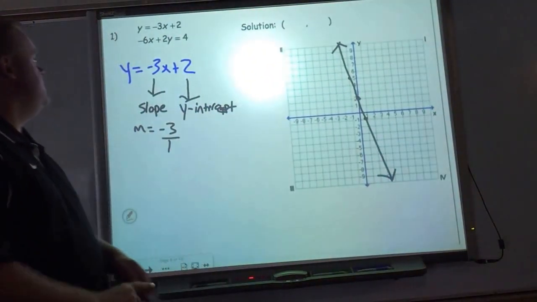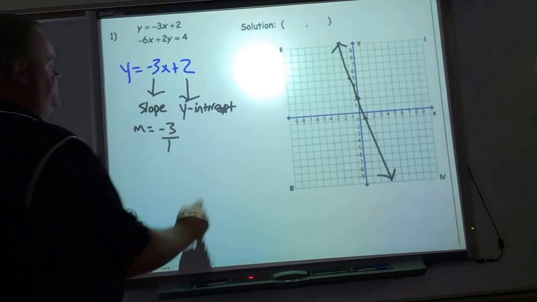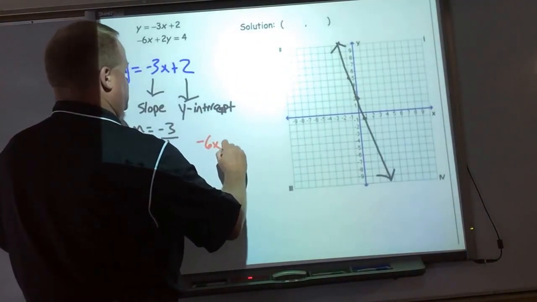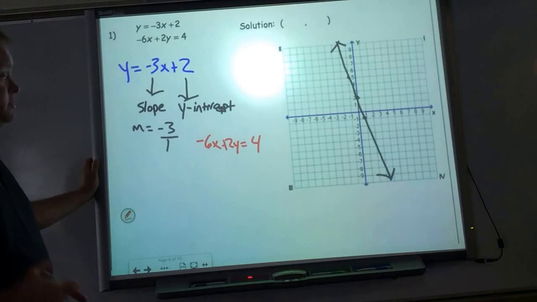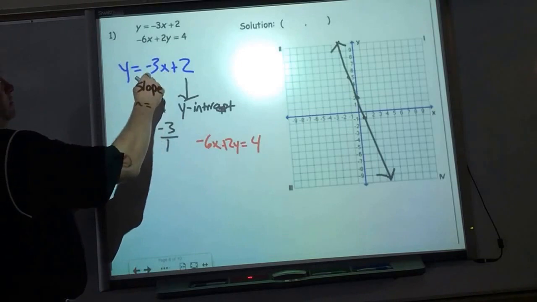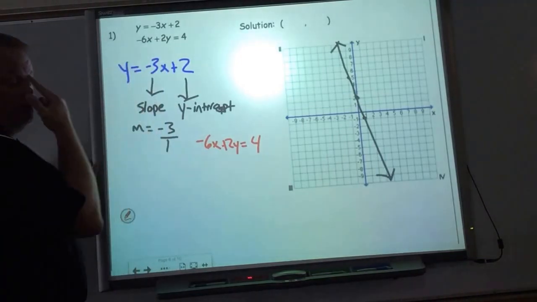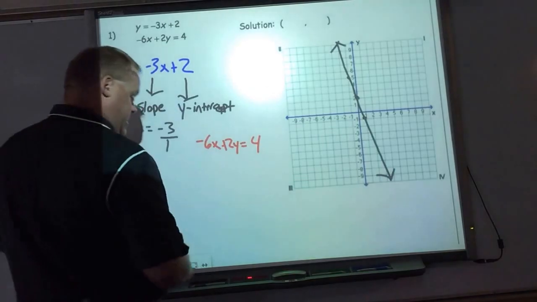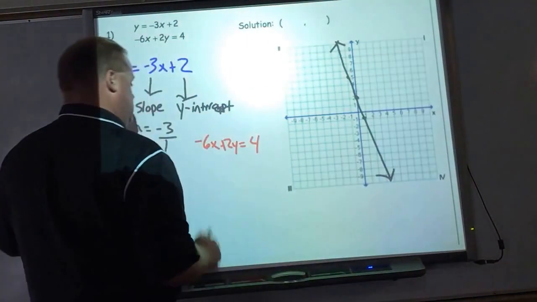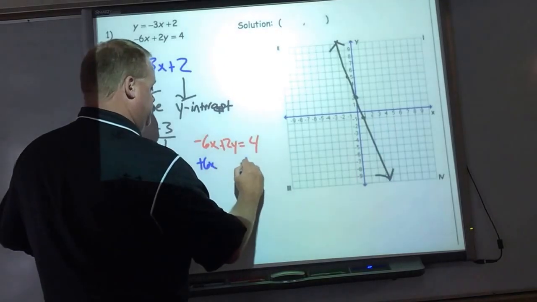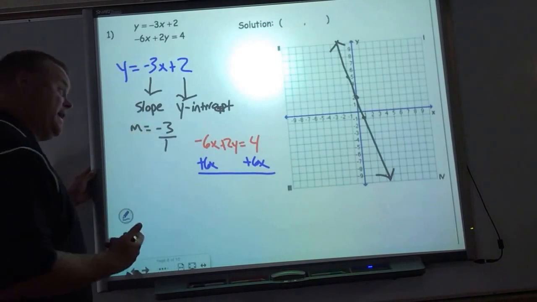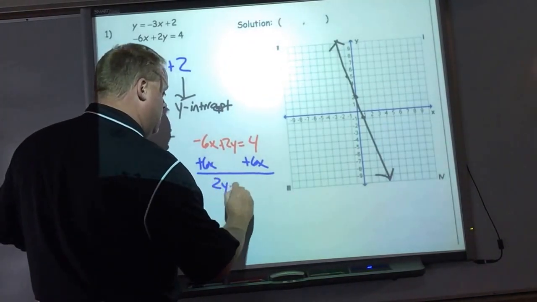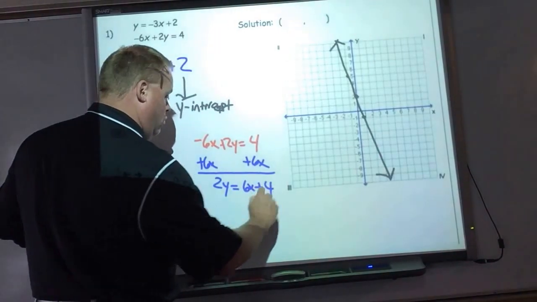Now the second one. The second one is -6x + 2y = 4. Well, that's not in slope-intercept form, so I need to put it in slope-intercept form. Slope-intercept form, you remember, is y equals with an x term on the right-hand side and a number on the right-hand side as well. So what am I going to do? I'm going to add 6x to both sides. So I'm moving that negative 6x to the other side. How I do that is by adding. So that's going to leave me with 2y = 6x + 4.